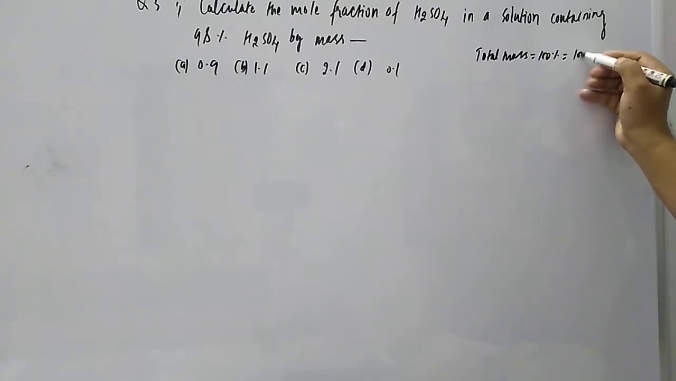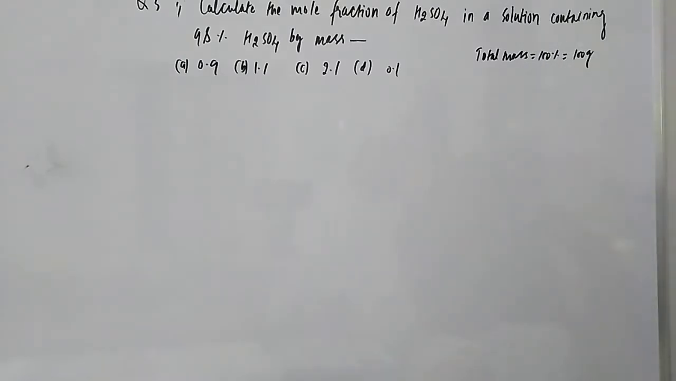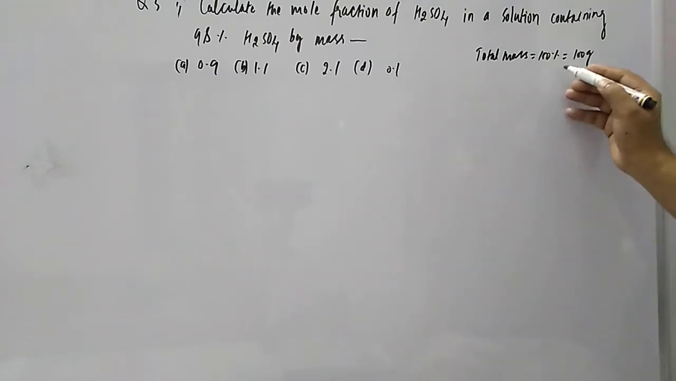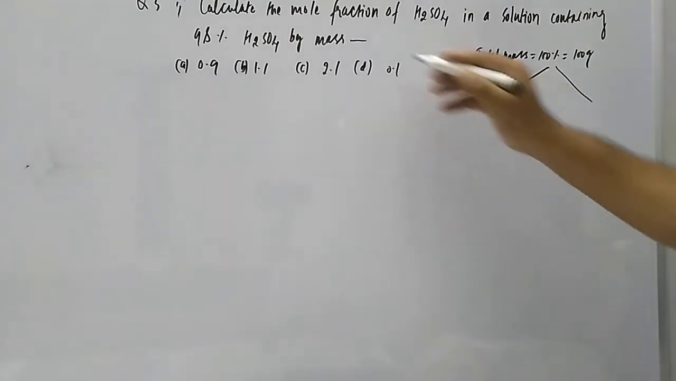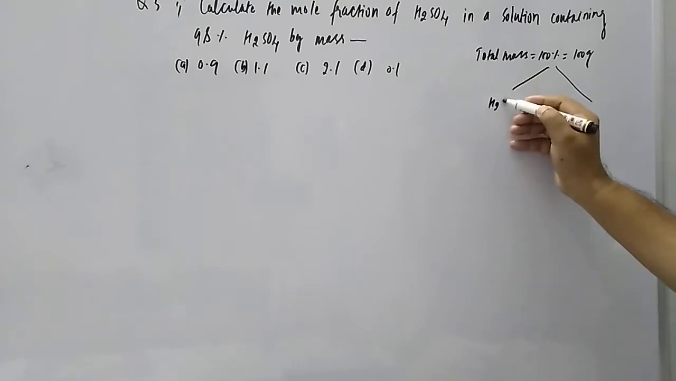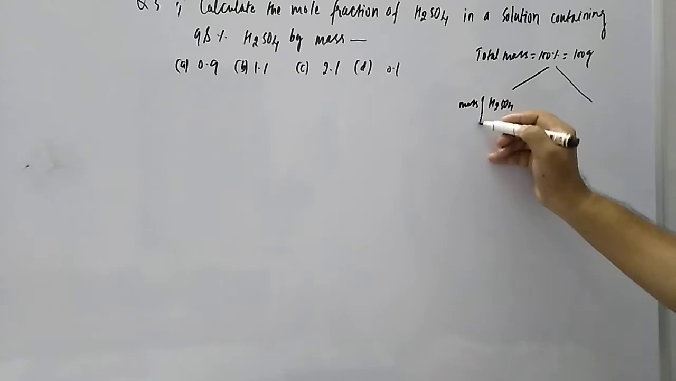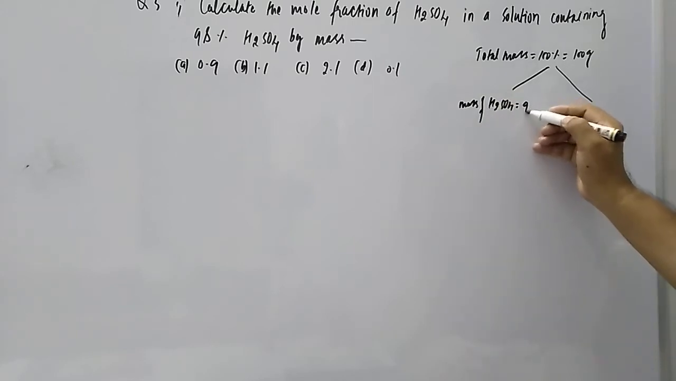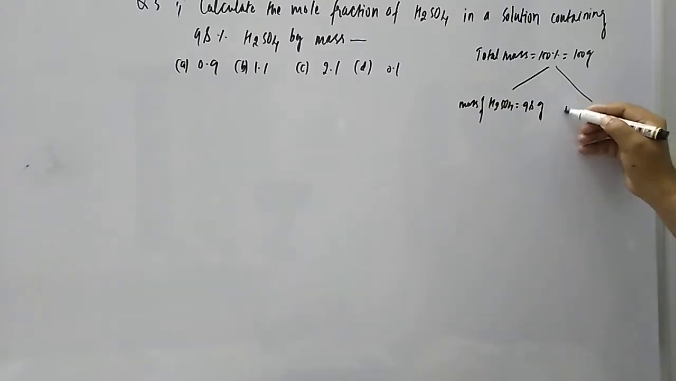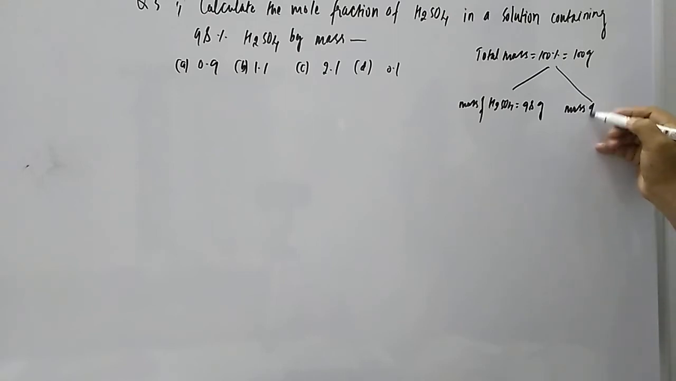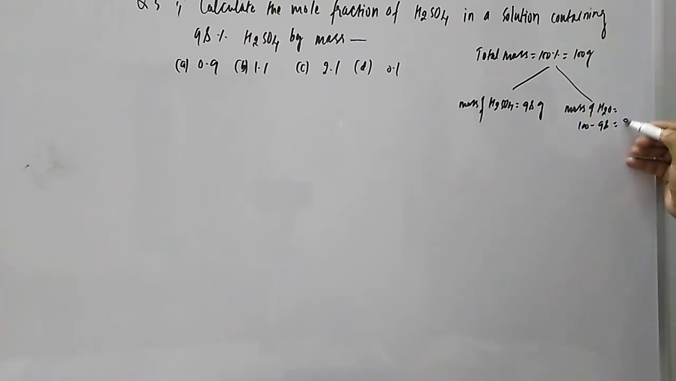100% implies how much? 100 gram. Okay, that you keep in mind. So out of these, how much? 98% is H2SO4. So you can write the mass of H2SO4, that is 98 gram, and mass of H2O is 100 minus 98 gram, that is 2 gram.